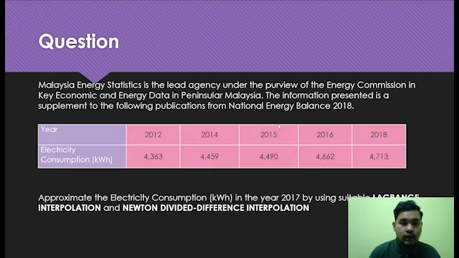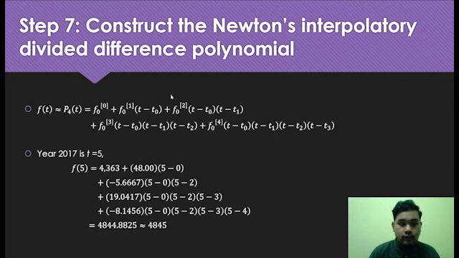The last step is to construct the polynomial in Newton. The formula is here. We want to find the data for 2017 at T equal to 5, so we put T as 5 and put in the data. Then we get the answer 4,844.8825, also 4,845. From here we can conclude that Newton divided difference gives the same answer we got from Lagrange.